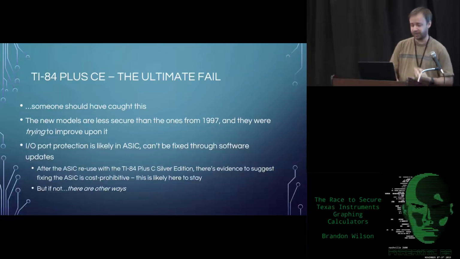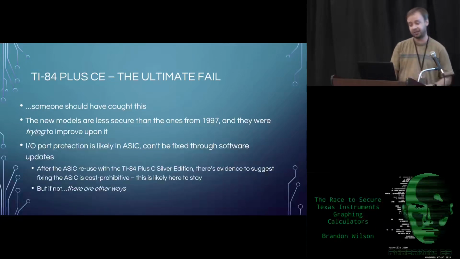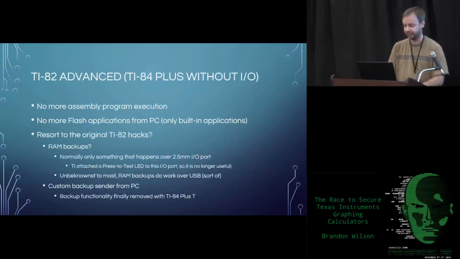But as far as this protection, the I/O port protection is likely in the ASIC just like before, and they can't fix it through software updates. And after the fact that they reused the original ASIC to make the 84 Plus C Silver Edition, and used that port 21 workaround, instead of simply disabling that feature in the ASIC, that leads me to believe that making even minor changes to the ASIC is cost prohibitive. So this really dumb exploit is likely here to stay. They can't afford to make a new ASIC to fix it. But just in case it's not, there are other ways, which I won't get into, but they exist.